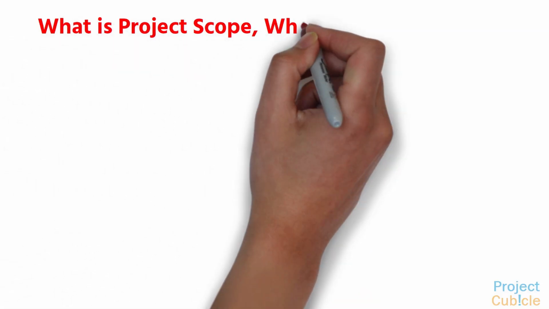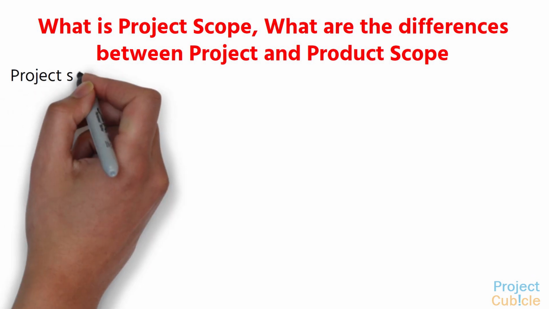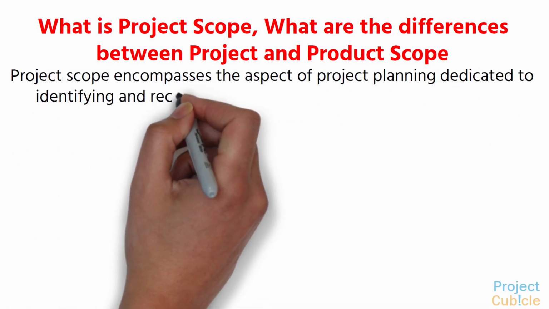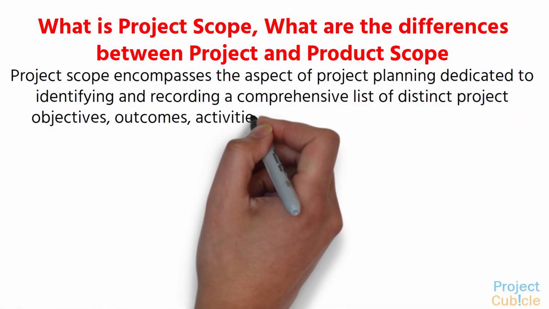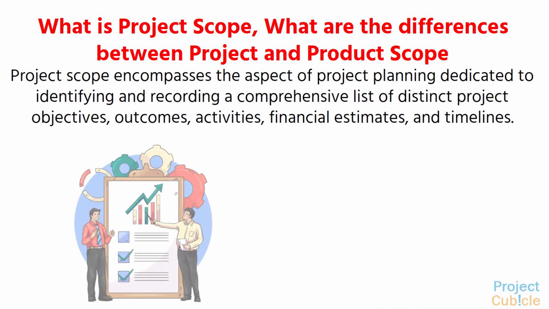What is project scope? What are the differences between project and product scope? Project scope encompasses the aspect of project planning dedicated to identifying and recording a comprehensive list of distinct project objectives, outcomes, activities, financial estimates, and timelines. The formal documentation outlining the project's scope is referred to as a scope statement or terms of reference.